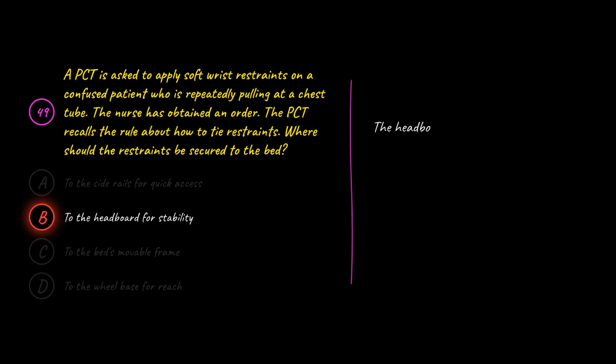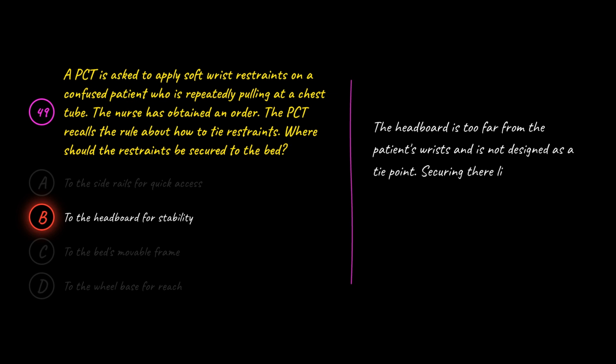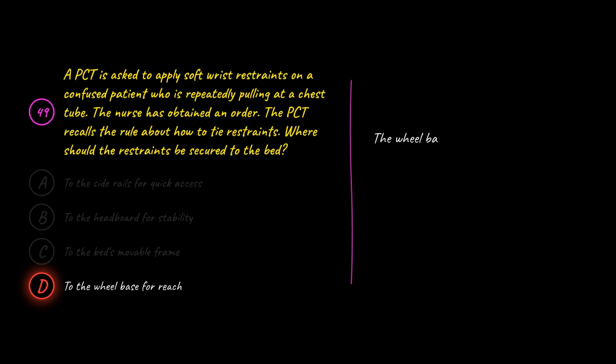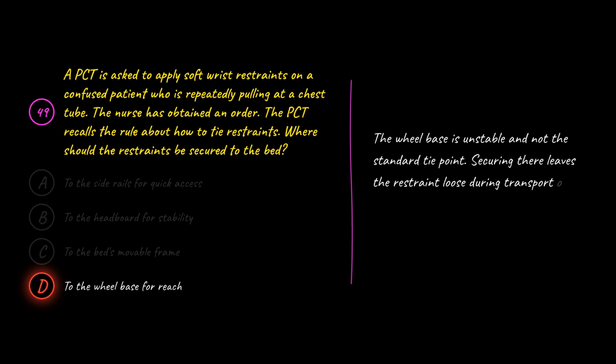B is wrong because the headboard is too far from the patient's wrist and is not designed as a tie point. Securing there limits range of motion and can pull awkwardly on the patient's arm during repositioning by the staff. D is wrong because the wheelbase is unstable and not the standard tie point. Securing there leaves the restraint loose during transport or even during routine bed adjustments, while the movable frame is the standard tie point chosen for safety.